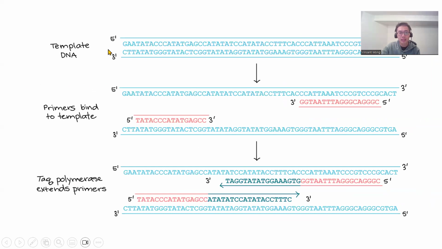So basically it looks like this. This is the DNA template. This is the section that you want to copy. So you create the primers, and the Taq polymerase will continue on from where the primer is. And then it will make the whole thing. And so after one cycle, you have 2 copies.